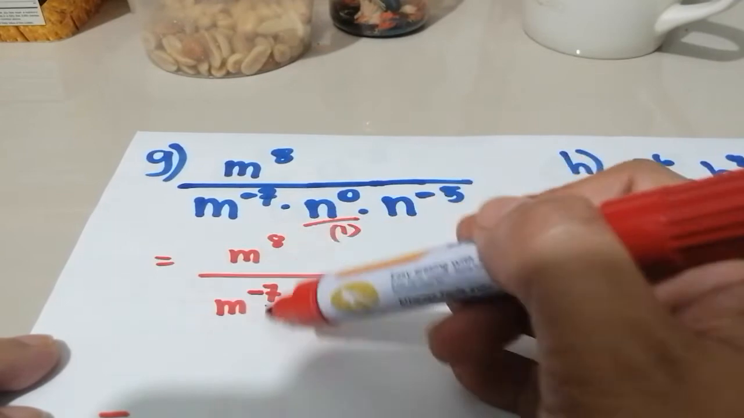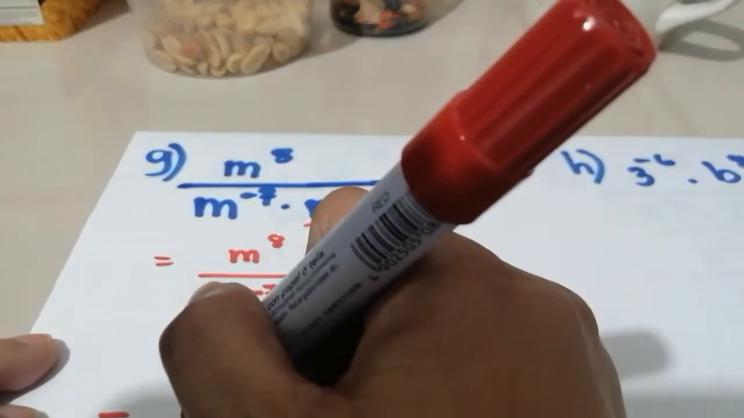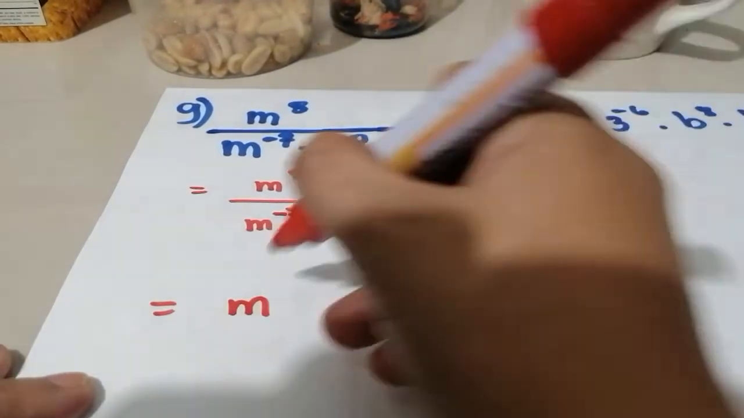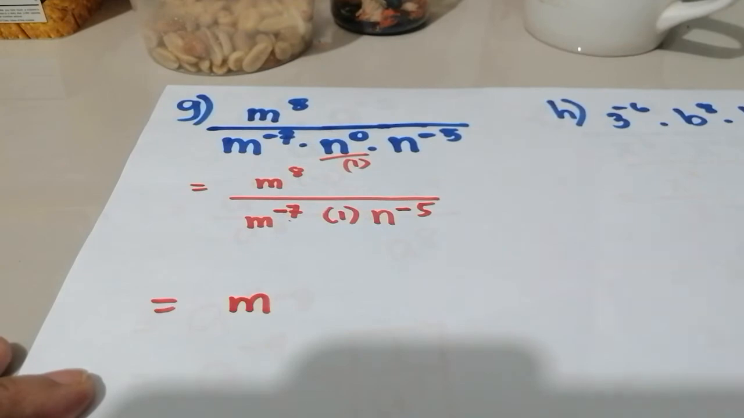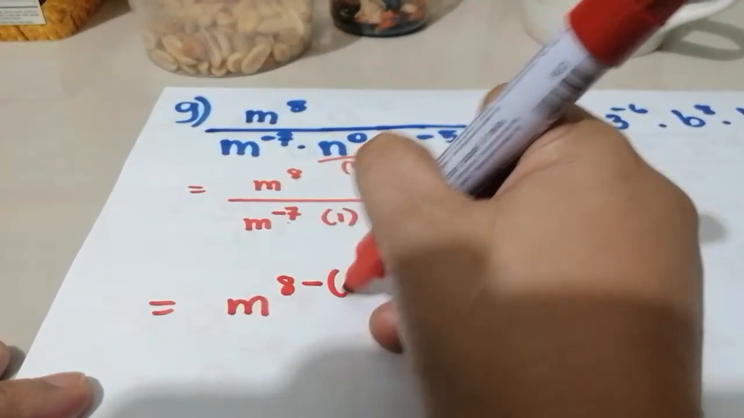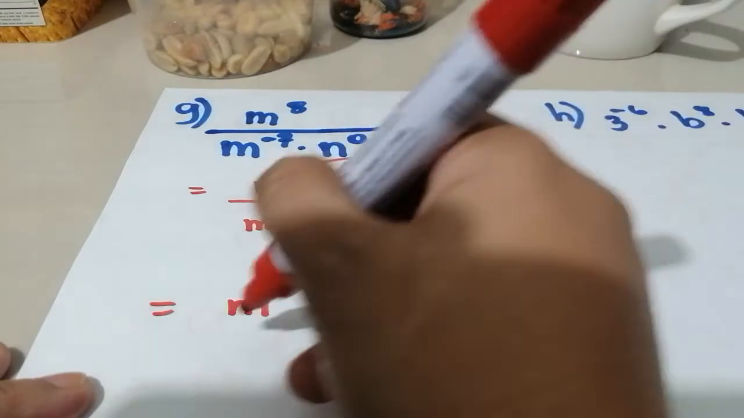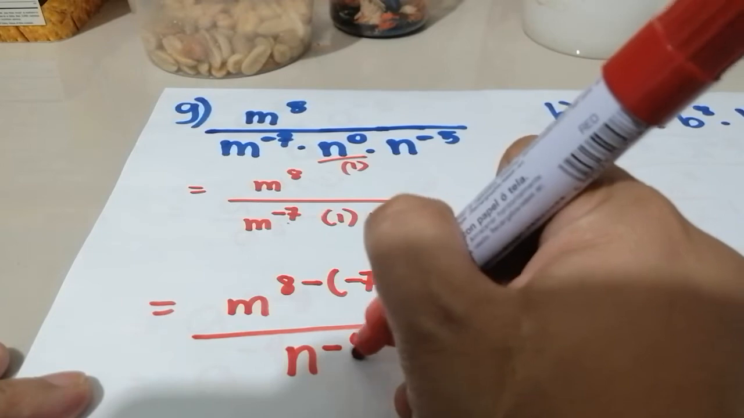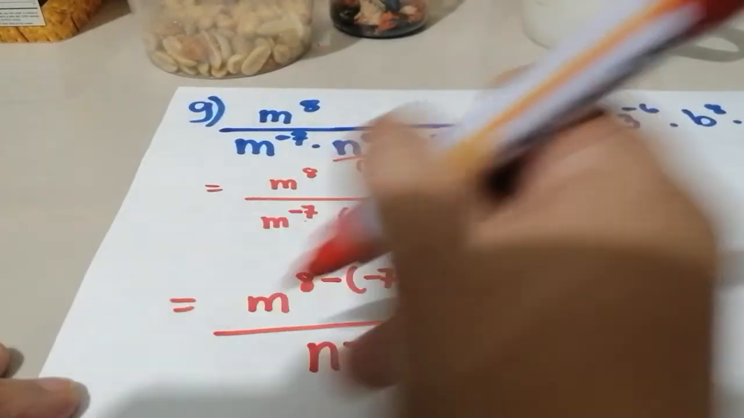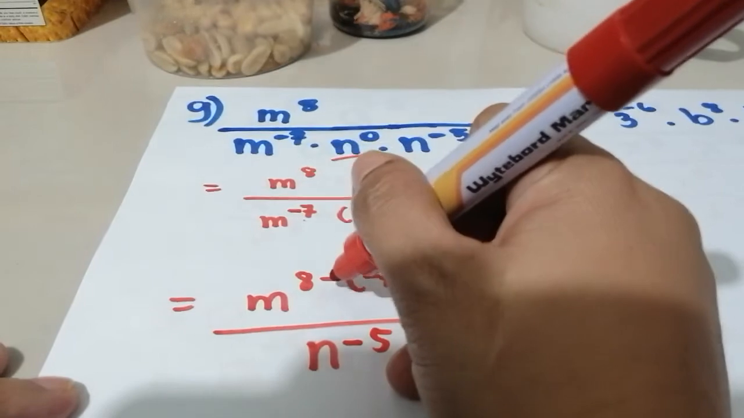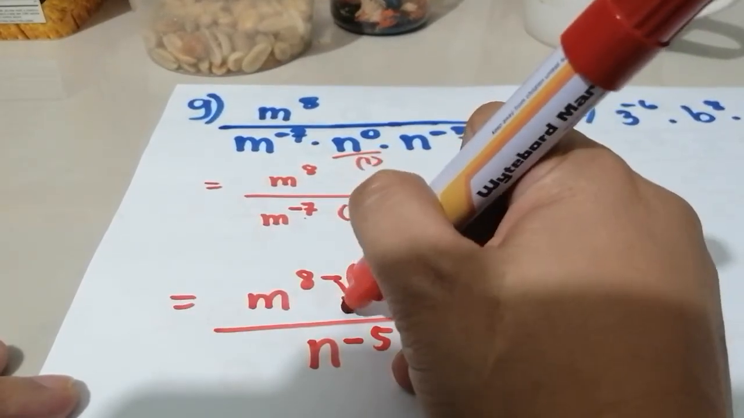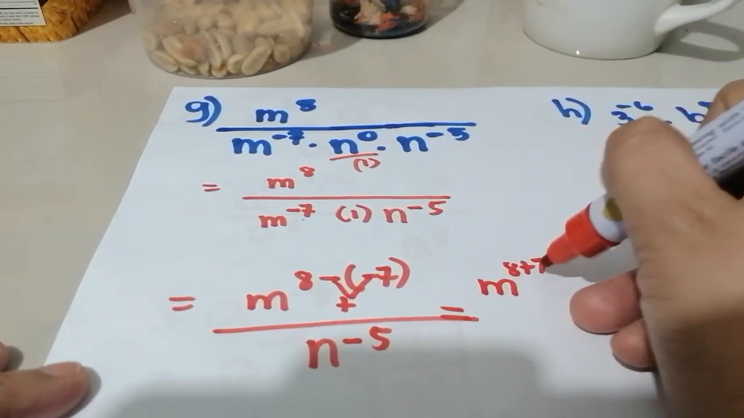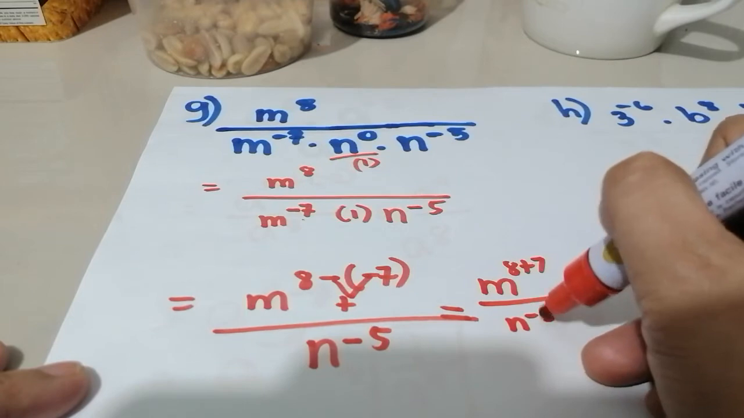Okay, so since it's the division rule, ang gagawin natin, we just have to copy the exponent, and then after, ang mangyayari, we need to subtract the exponent. So, 8 minus negative 7, and then over 1 times n here, so that will be n negative 5. Okay, next is what? So, negative negative, so that will be positive. So, ibig sabihin, that will be m 8 plus 7 over n negative 5.